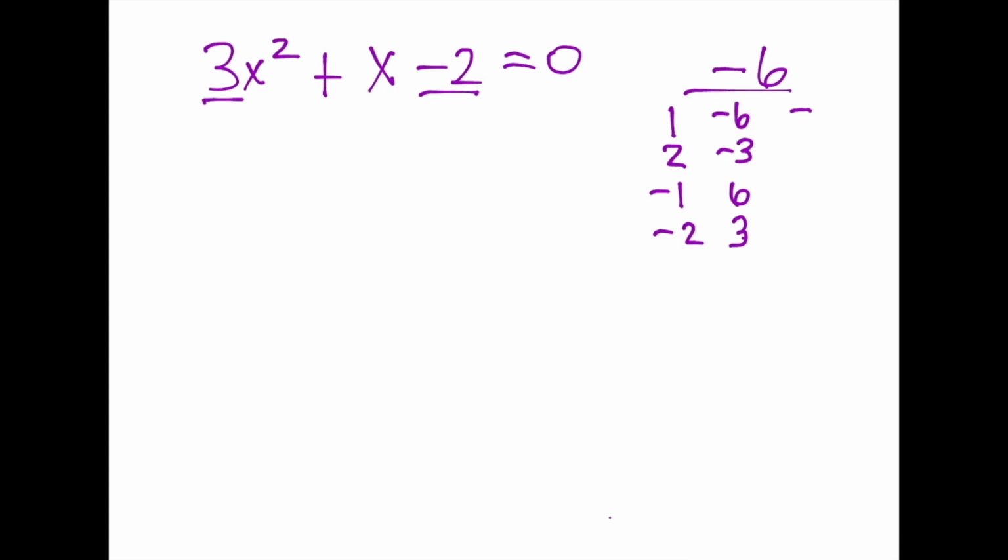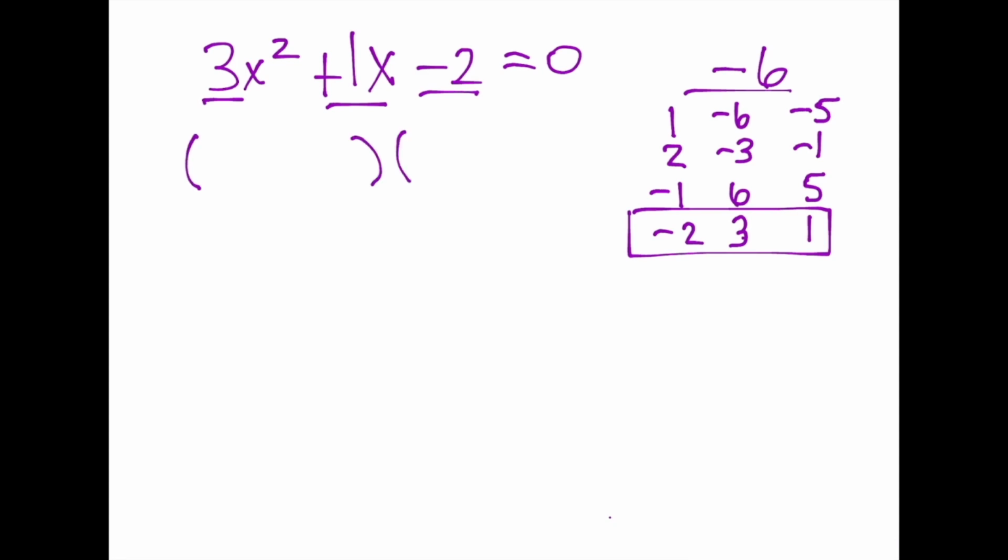1 plus negative 6 is negative 5, 2 plus negative 3 is negative 1, negative 1 plus 6 is 5, and negative 2 plus 3 is 1. Our goal is to get the middle coefficient, so we want the 1. Negative 2 and 3 get us that positive 1. Now we're going to create two binomials. The first term drops, and the last term drops. And we're going to split up this positive 1x into a minus 2x and a positive 3x.